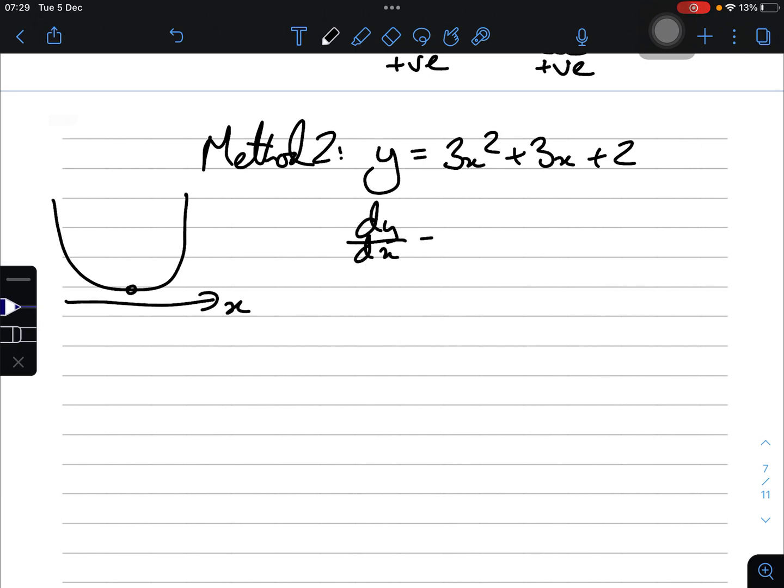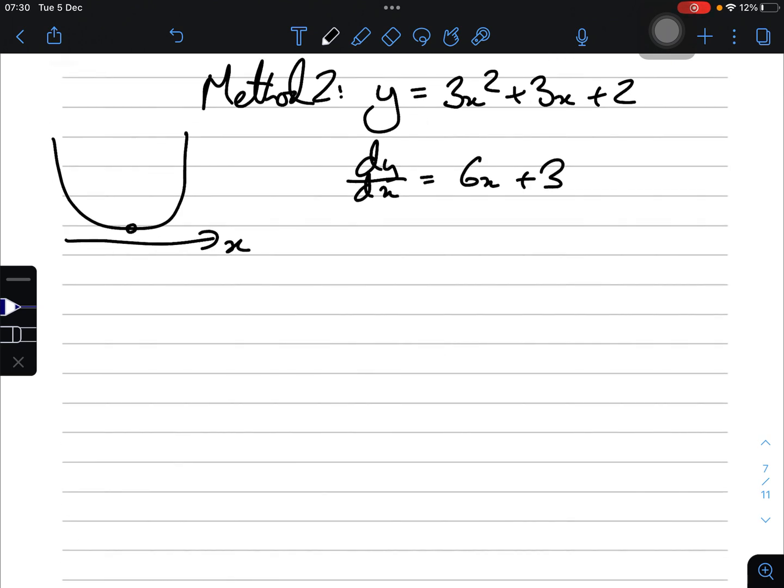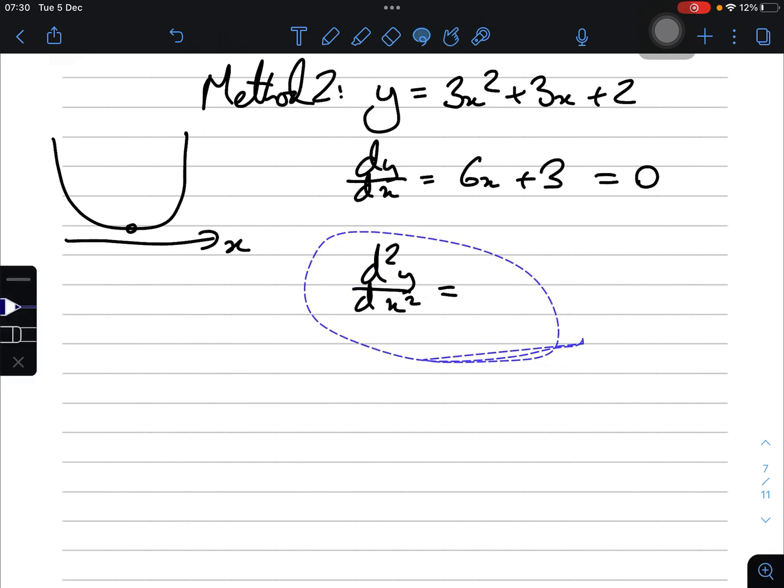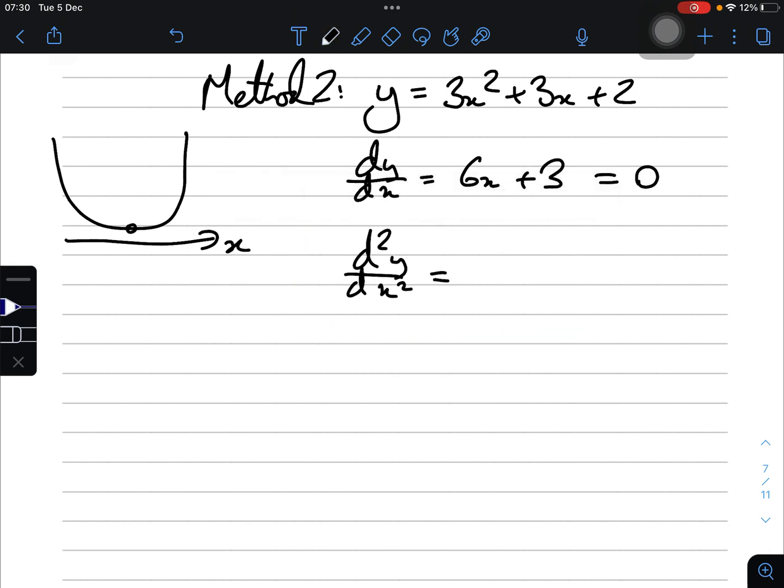Our differential, dy by dx, would be 6x plus 3. If we set that equal to 0, we would get the solution x equals minus a half. Let's do our second order differential, d squared y over dx squared. We're just left with 6, which is greater than 0, because it's only going to have that when we double differentiate. That means it has a minimum point.